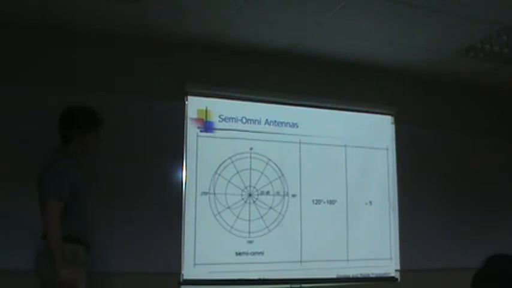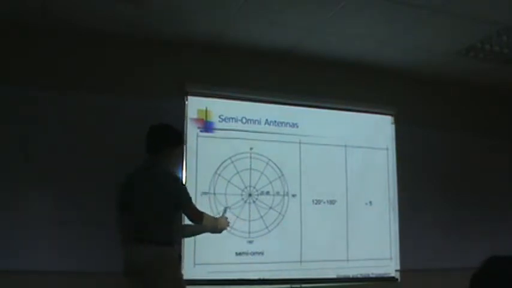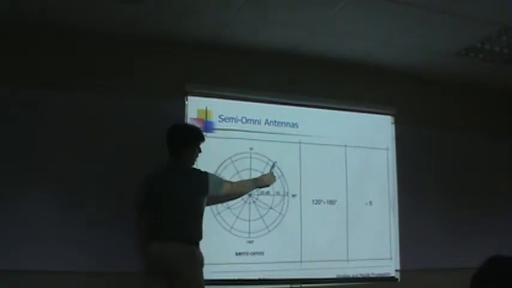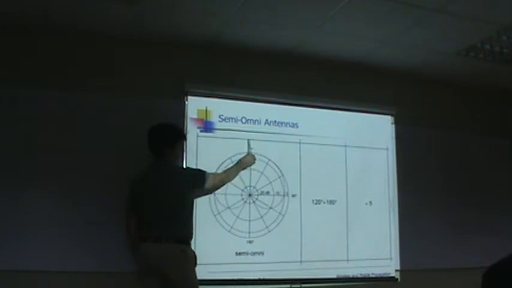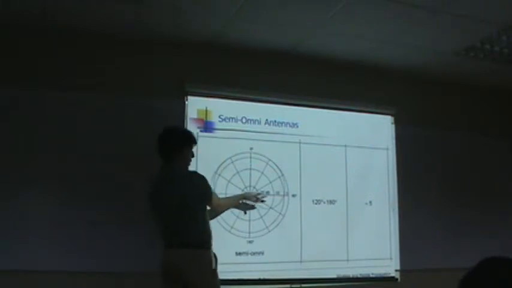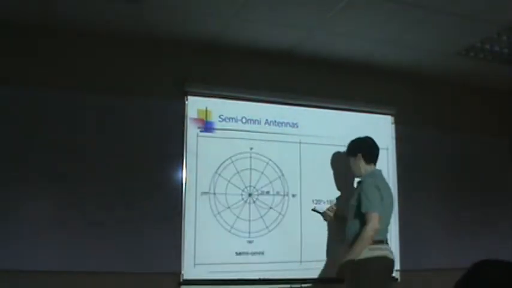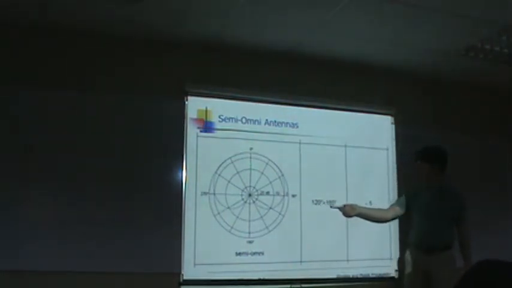Okay, so this is a semi-omni antenna. That is, the radiation diagram is this line here. So it is radiating in this direction. There is very little radiation in the backward direction. And it's called semi-omni because it covers a radiation angle on the horizontal plane between 120 and 180 degrees.